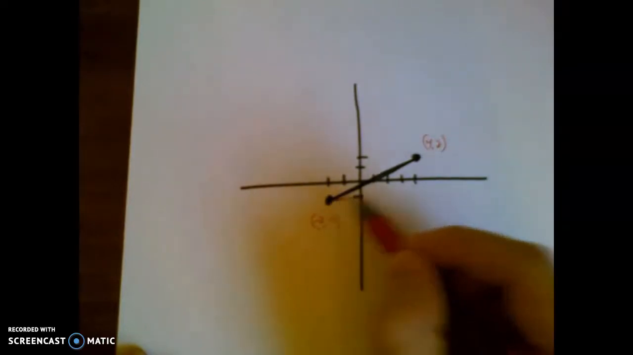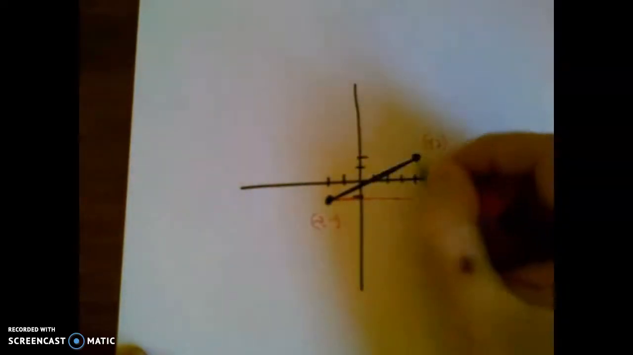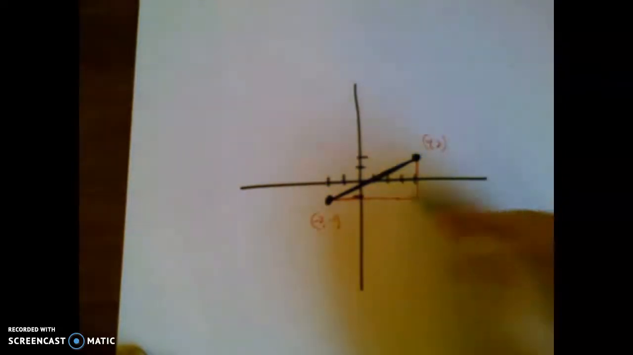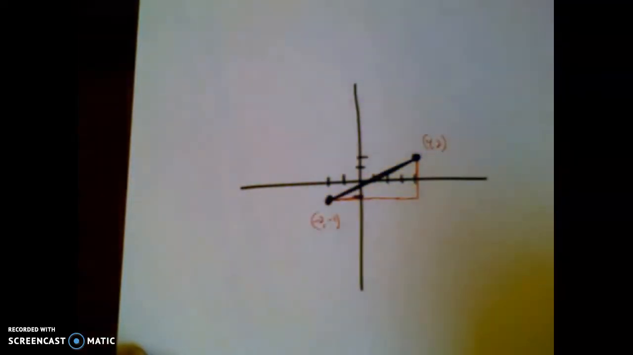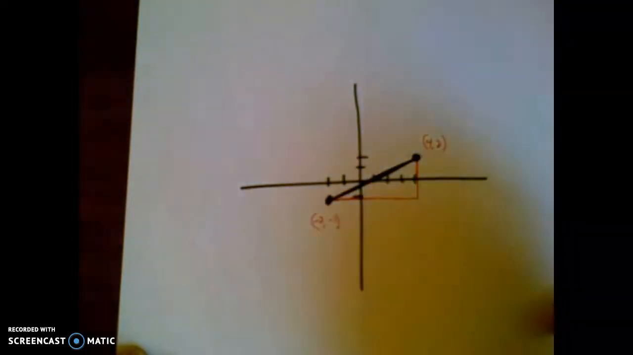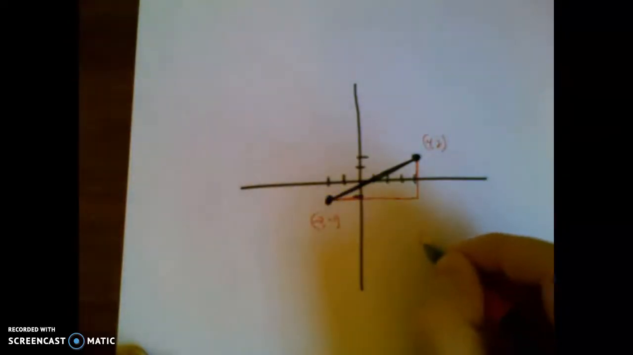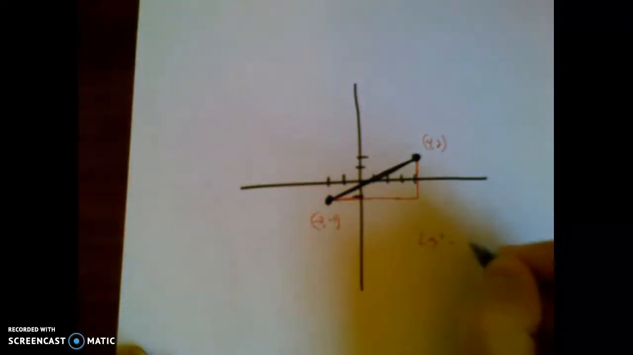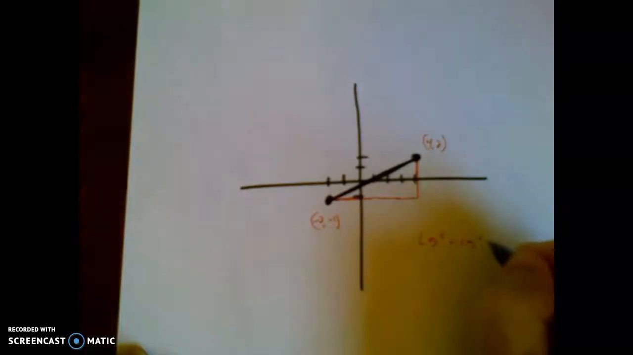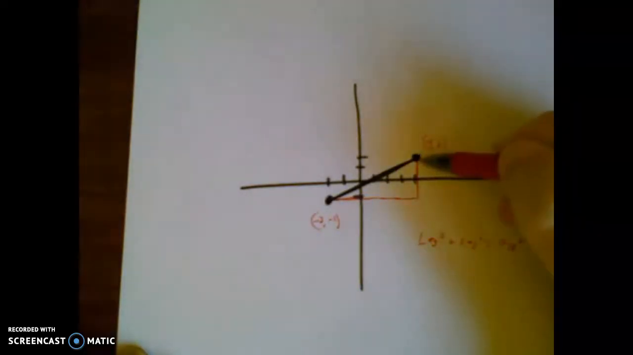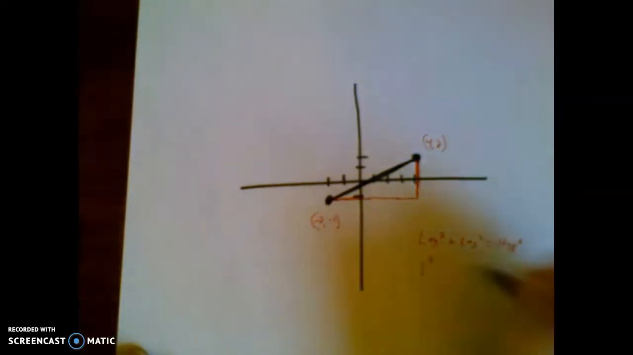So I'll just go straight across and drop a line straight down. Now that we have a right triangle, we can apply the Pythagorean theorem. The Pythagorean theorem says you take leg squared plus the other leg squared, and together they equal the hypotenuse squared. So if this is one of my legs, the length of it is going to be 1, 2, 3 units long, and you square that.